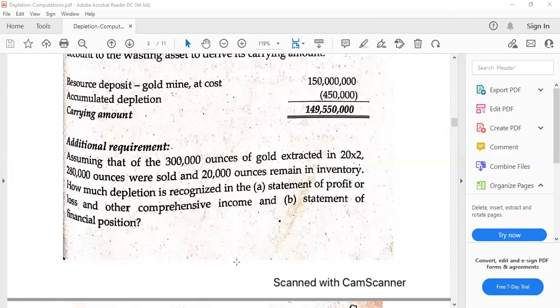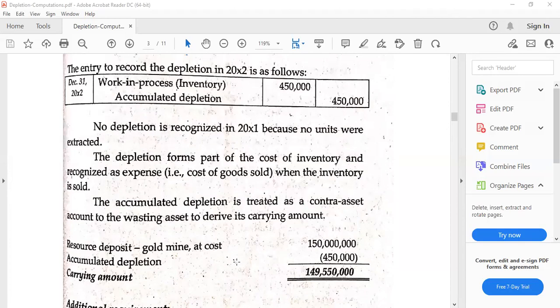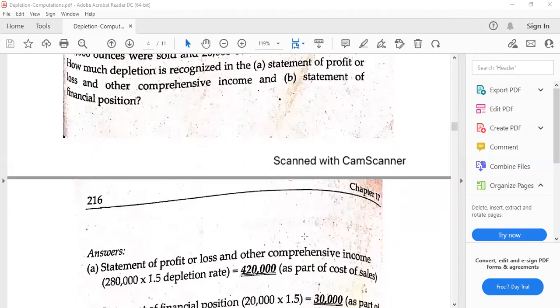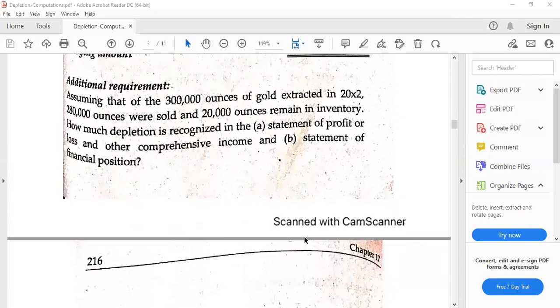Now, what if, for an additional requirement, out of the 300,000 units as said in the problem, a portion of that, 280,000, were sold and 20,000 remains in inventory? As said, the sold ones will become part of profit or loss or the other comprehensive income section, actually now called the statement of comprehensive income, before income statement. And of course, particularly in cost of goods sold or cost of sales. The statement of financial position will show the unsold units.